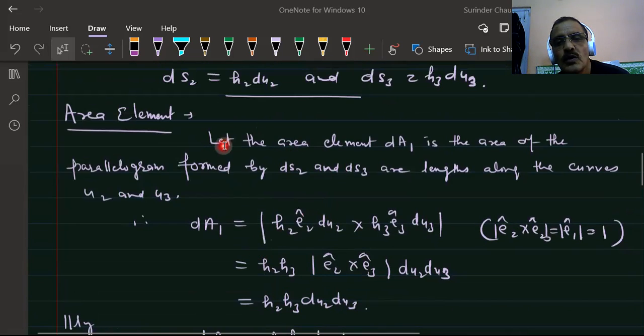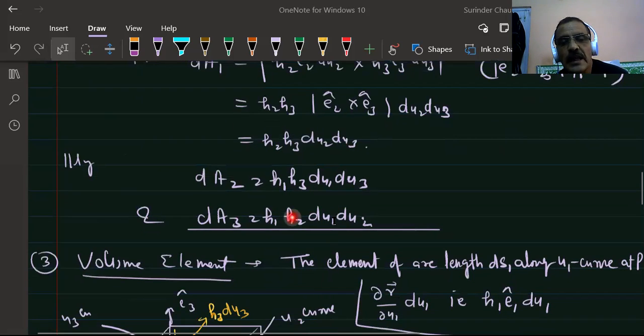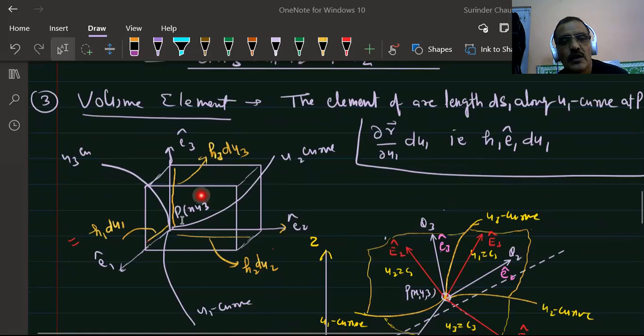Similarly, the area element dA2 is the area of the parallelogram formed by ds1 and ds3. This is equal to h1 e1 du1 cross h3 e3 du3. So h1 h3 is common, and e3 cross e1 is equal to e2, a unit vector. Here we have put it in a simple way so that we can understand it very clearly. And these are elements of the faces: this face, the down face, this face, and this face, the front and back. These are parallelograms, these are elements.